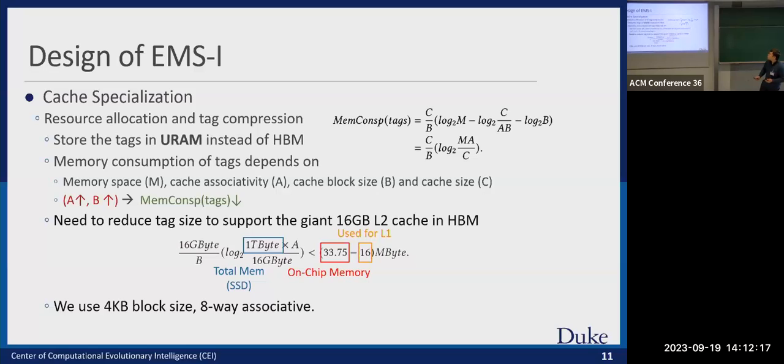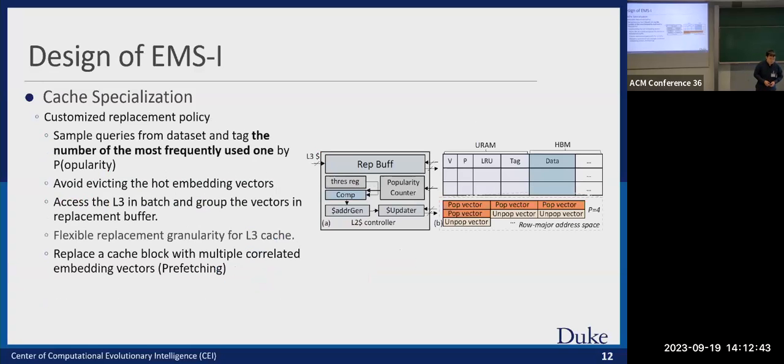We also have some constraints here. We need to support 16 gigabytes of L2 cache, and we only have limited on-chip memory available for the tag storage. Based on this, we select the 4 kilobyte block size and 8-way associativity for the L2 memory, so that we only require 8 megabytes of tag, which can be stored on the on-chip ERAM of the FPGA.